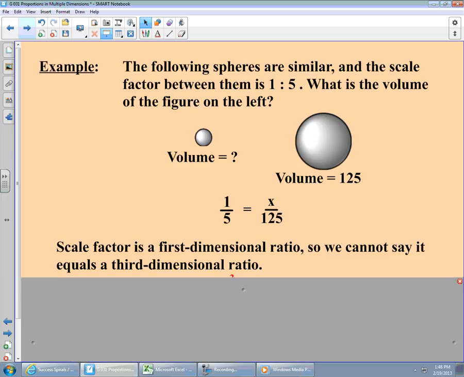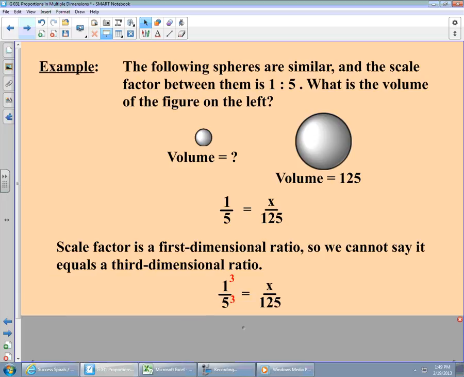Okay, so we're going to have to fix it. And the way we fix it is by bringing the smaller dimension up to the larger. So what are we going to do to these guys here on the left? We're going to cube them. We're going to cube them by bringing them to the third dimension. Yes, they're not going to Cuba, they're being cubed.